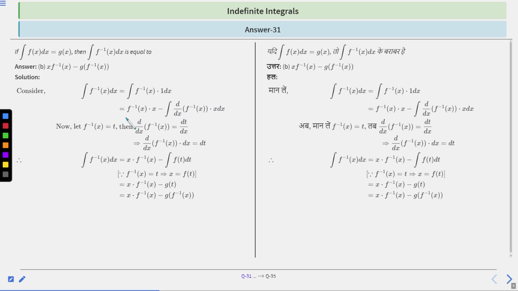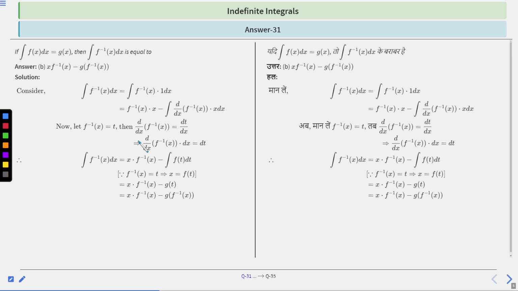Now let f inverse x equal to t, then d upon dx of f inverse x is equal to dt upon dx. Clear? Therefore, d upon dx of f inverse x into dx is equal to dt. Clear?